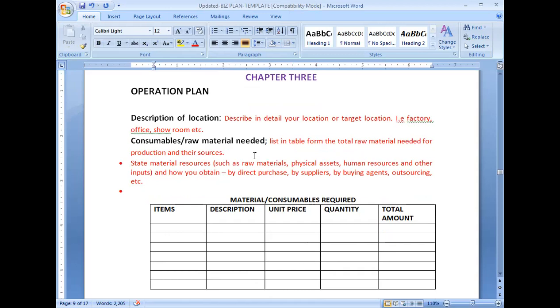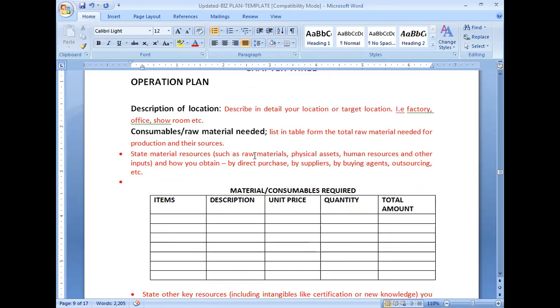So if you are into service, a service provider, the heading of this table should be consumables required. For you who is into production, the heading should be material or raw material required. So you need to know what the item is. For example, somebody is into palm oil production, you will need palm fruits.